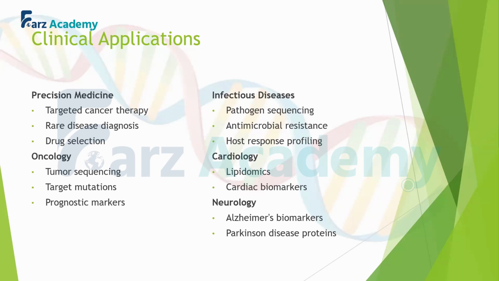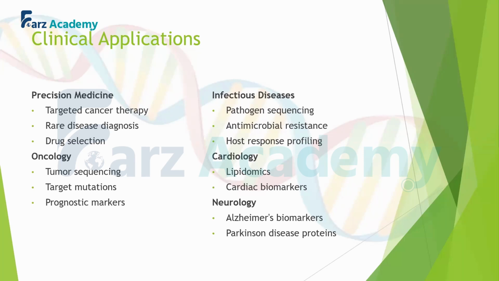So it is very, very important when it comes to precision medicine, and also oncology, because genetic variations or variations in sequences of RNA are going to lead to variation in the genetic expression. This can lead to variations and mutations leading to cancerous and carcinoma formation. So tumor sequencing, target mutation, and prognostic markers have to be evaluated and found out when it comes to oncology.